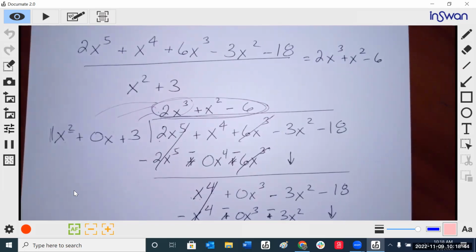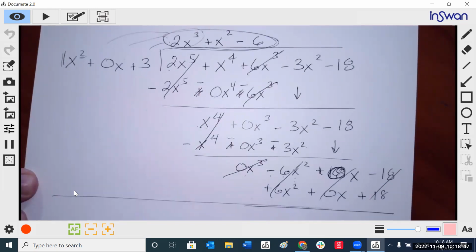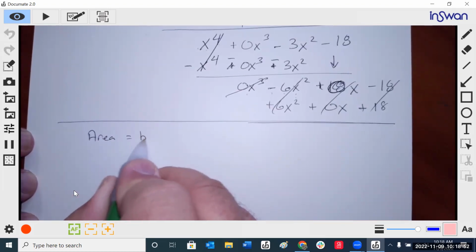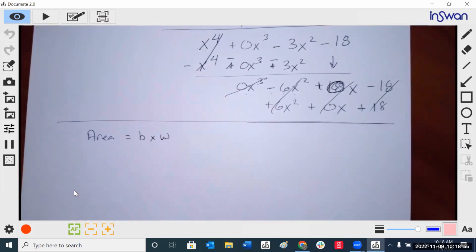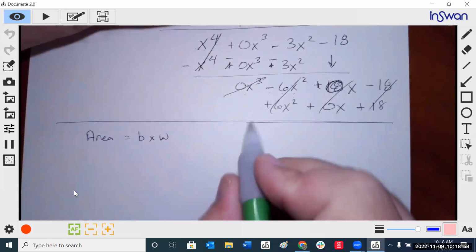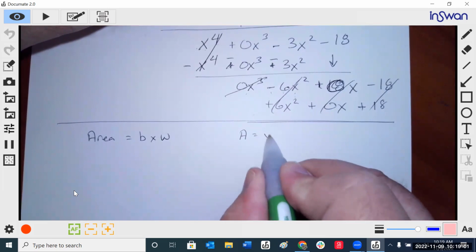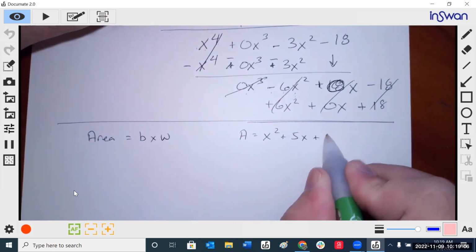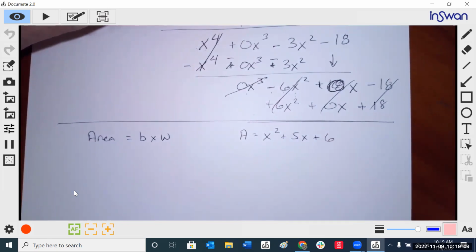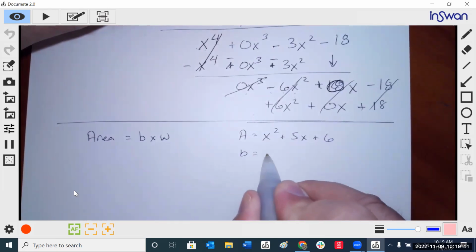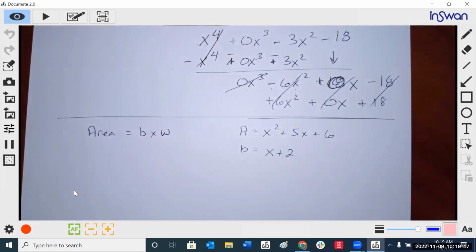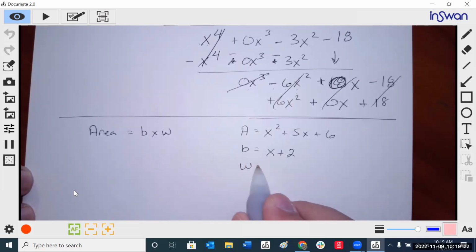An application, where would this be used? We know area is base times width, or length times height, or something like that. If we said the area of some place was x squared plus 5x plus 6, and the base was x plus 2 units long, what's the width?